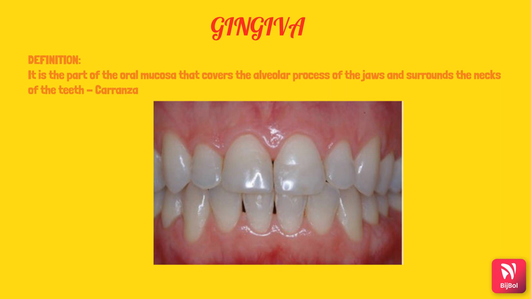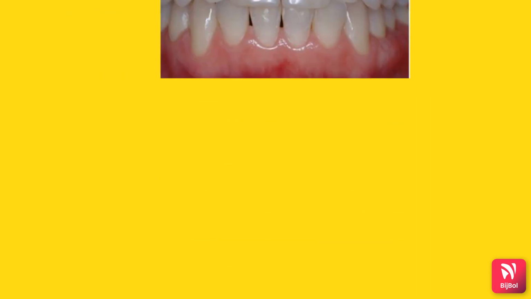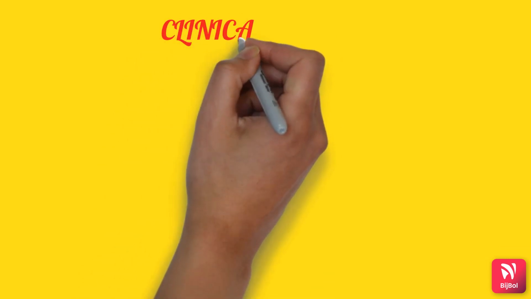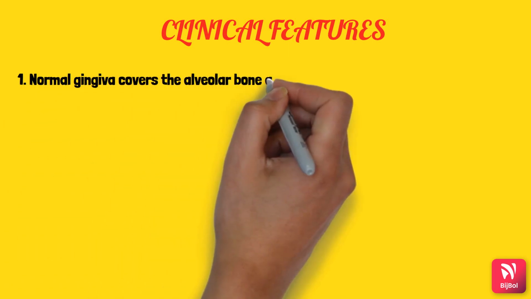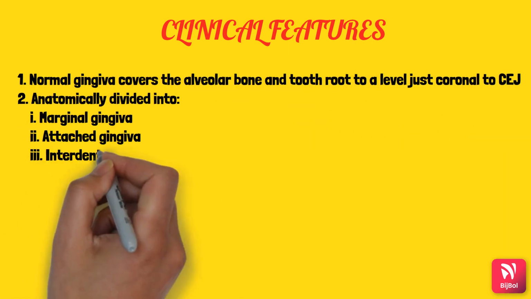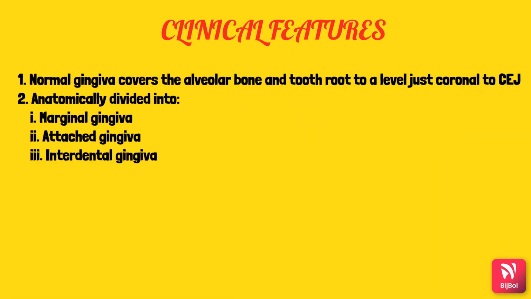Now let's repeat the definition. It's a part of oral mucosa that covers the alveolar process of the jaws and surrounds the necks of the teeth. Now we will learn the clinical features or the macroscopic anatomy of the gingiva. By macroscopic, I mean without the aid of a microscope, whatever we are seeing clinically are the clinical features or the macroscopic anatomy of the gingiva.